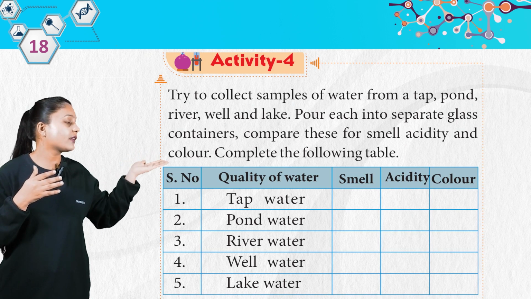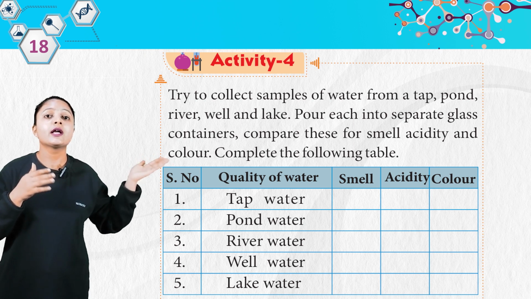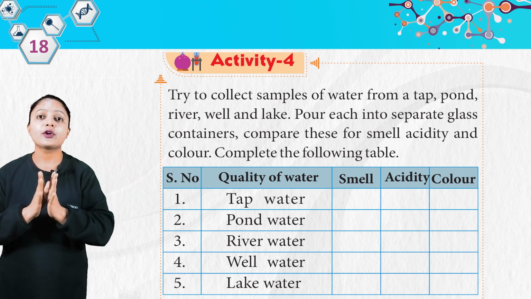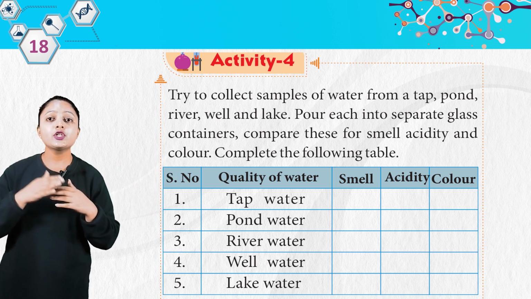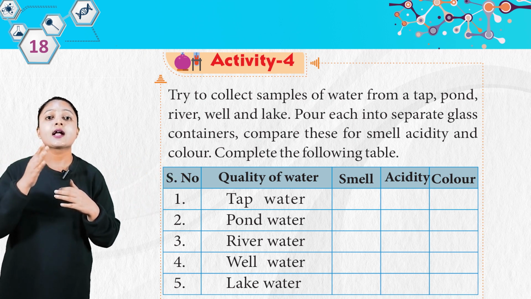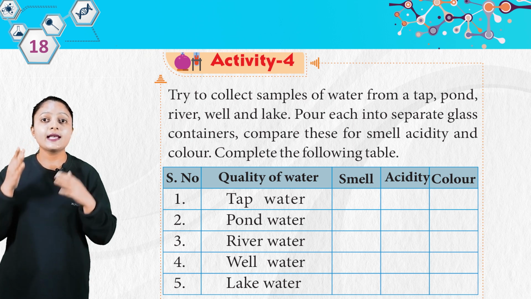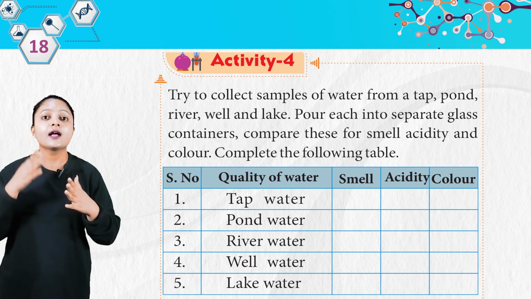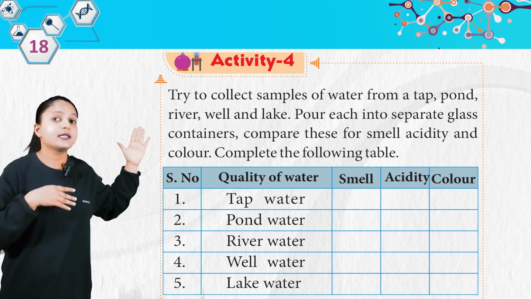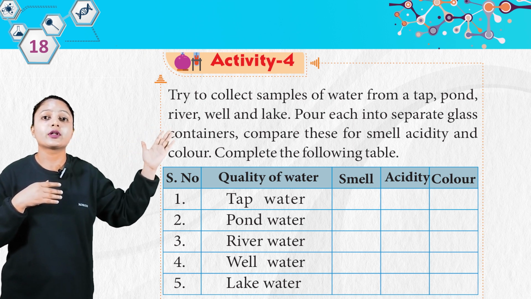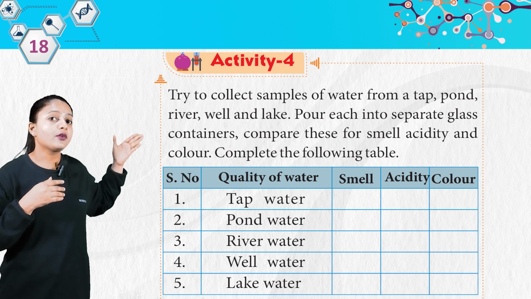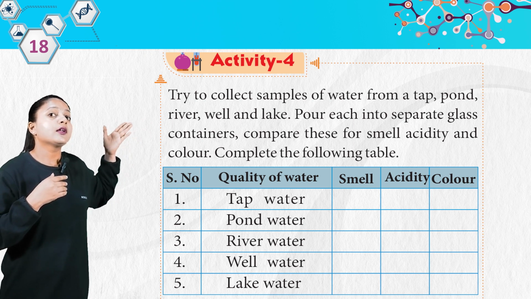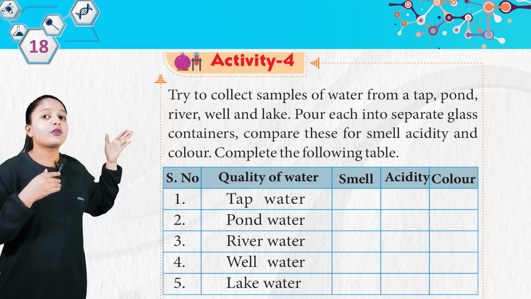Let's see this activity. Activity number 4. Try to collect samples of water from a tap, pond, river, well, and lake. Pour each into separate glass container. Compare these for smell, acidity, and color. Complete the following table. Serial number, quality of water, smell, acidity, color. Tap water, pond water, river water, well water, lake water.